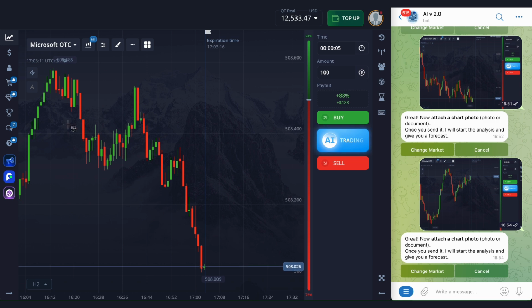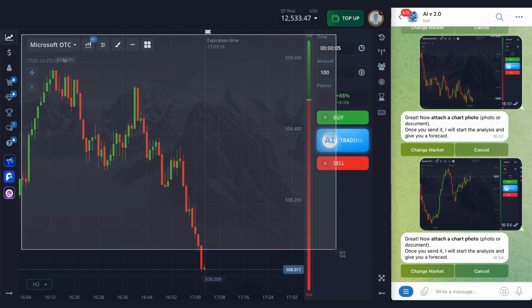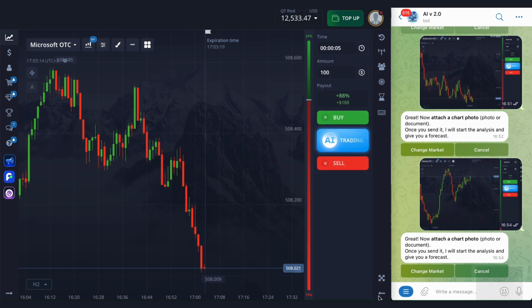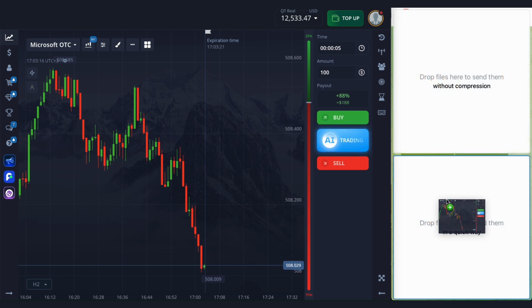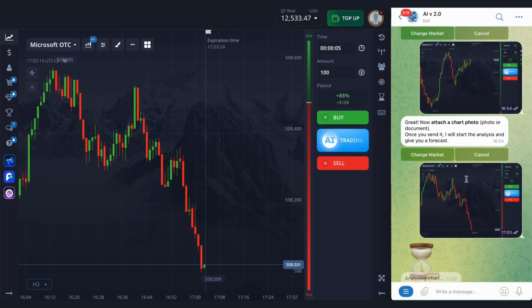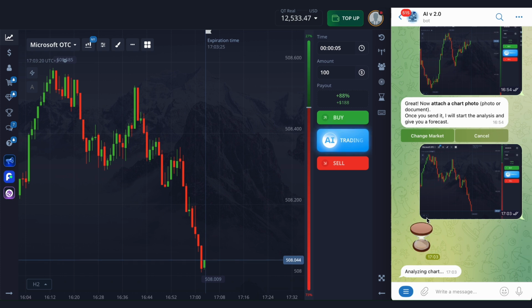We're gonna hit the market with Microsoft OTC and take a nice screenshot of our chart. We're gonna go ahead and attach it to our AI screener, people, and hold on to see once we send it to start analysis and give us the forecast. So what is this gonna be? We are about to find out. It says building strategies and it's starting candlesticks.